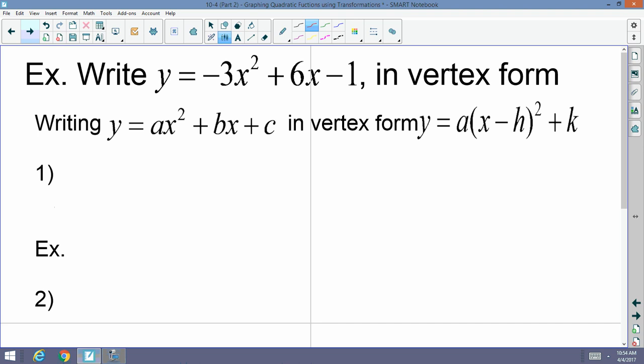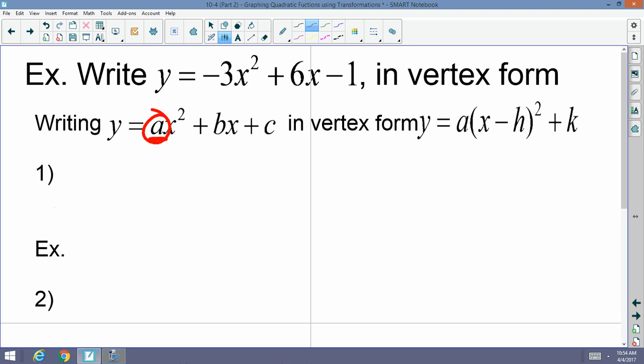I want to write y equals negative 3x squared plus 6x minus 1 in vertex form. So now I'm writing y equals ax squared plus bx plus c into vertex form, which is y equals a times (x minus h) squared plus k. What you have to do here, guys, the good news, it's almost identical to the first type. The only difference now is that you have an a.